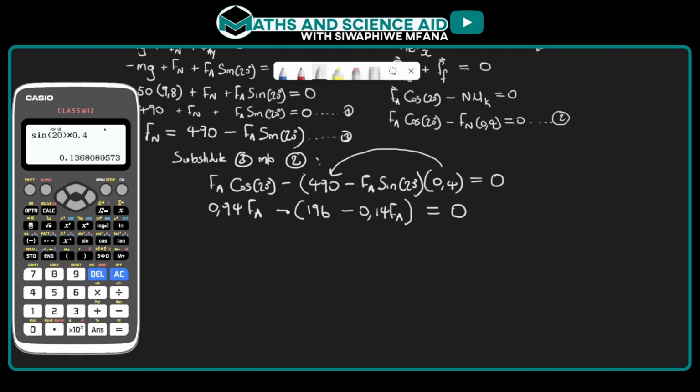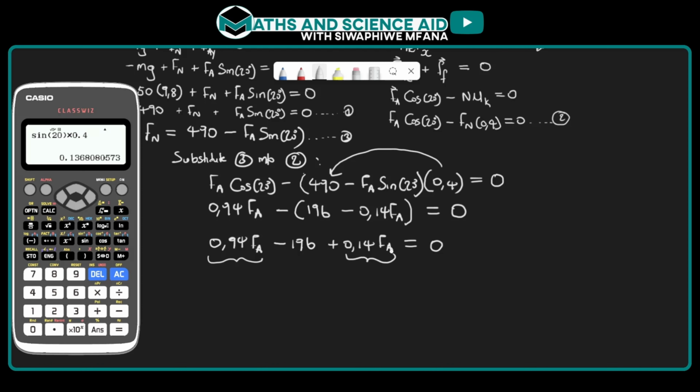And now we can multiply both of these terms with this negative. So we have 0,94 Fa, and then a negative multiplied by a positive is a negative. So we'll have negative 196. And then a negative multiplied by a negative is a positive. So we'll have positive 0,14 Fa. And these are equal to 0.